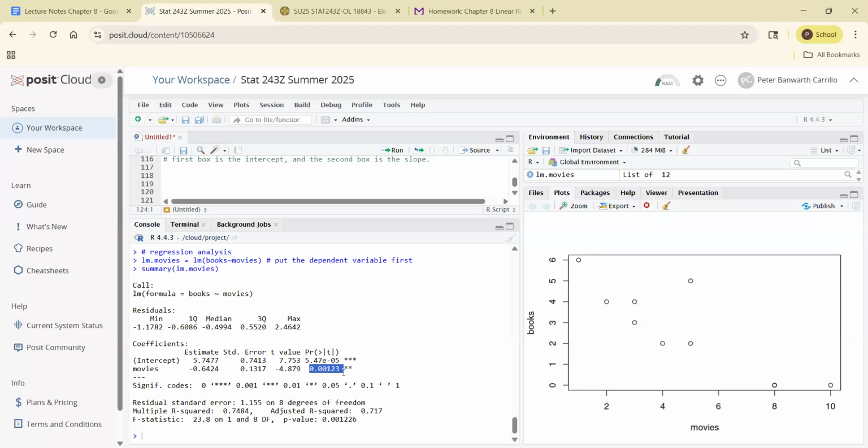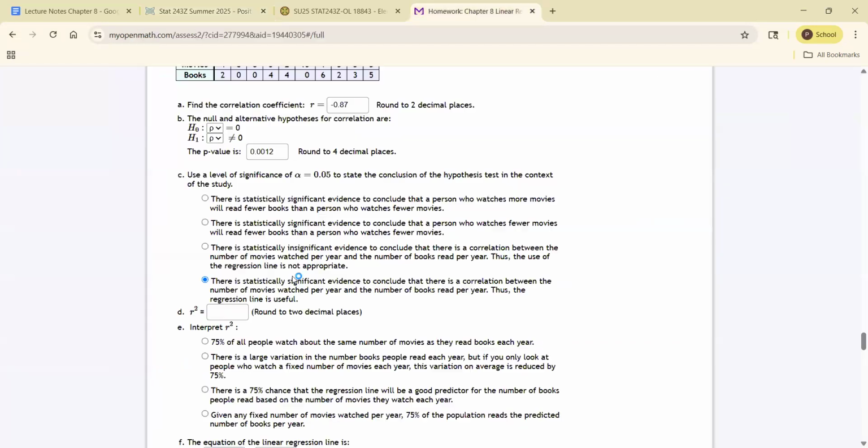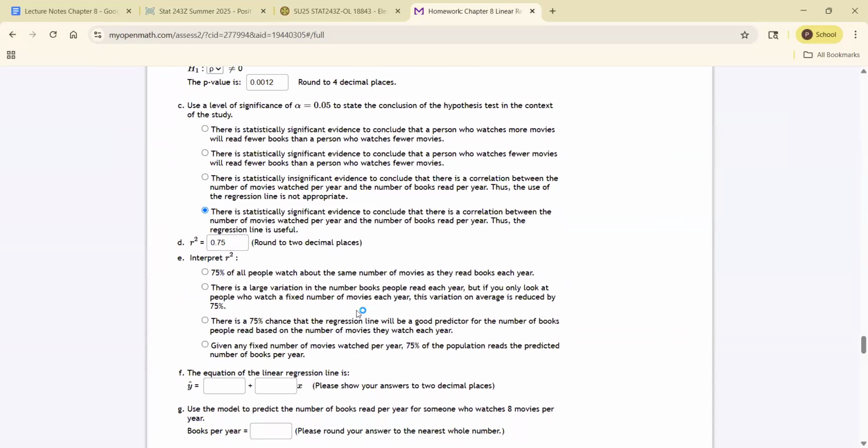The p-value on our slope is statistically significant because it's very small. And here's our r-squared, 0.7484. So we can put that in there, round to 2 decimal places, so we round up to 0.75. That tells us that 75% of the variation is explained by the number of movies. So if you know how many movies someone watches, the variation is reduced by 75%.